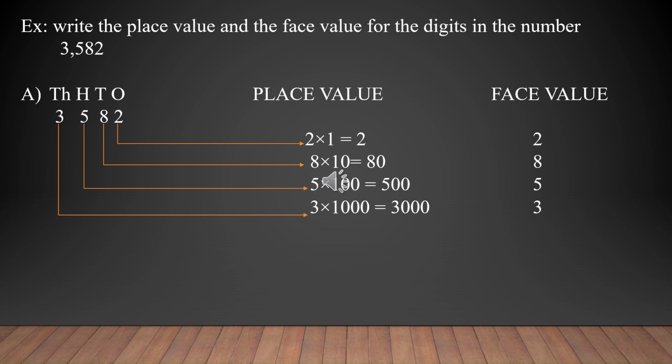Now come to the next digit, that is 3. What is the place value of 3 here? 3 is in thousands place, so you will multiply 3 with its place value, that is 1000. 3 into 1000, that is 3000. And what is the face value here? 3.